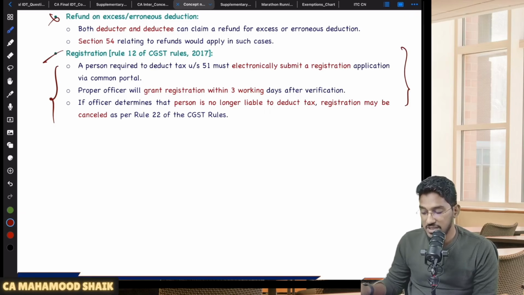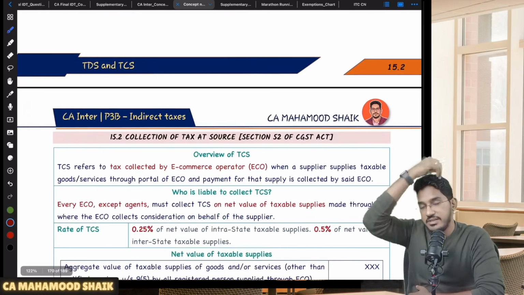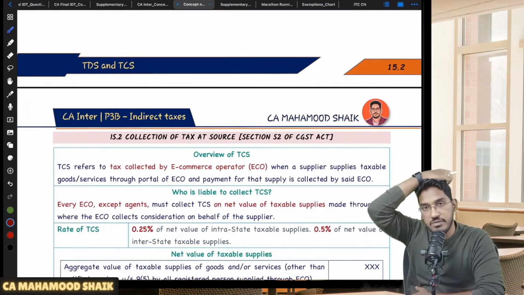And it will be a special case. You will get the registration within 3 working days only. So this is what regarding the TDS provision. Okay, successfully section 51 we are done.